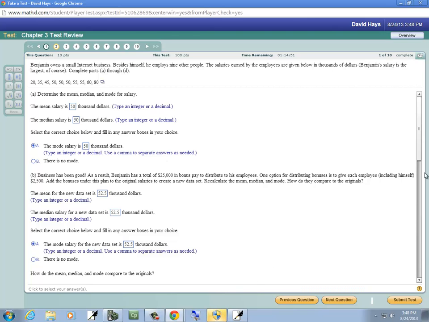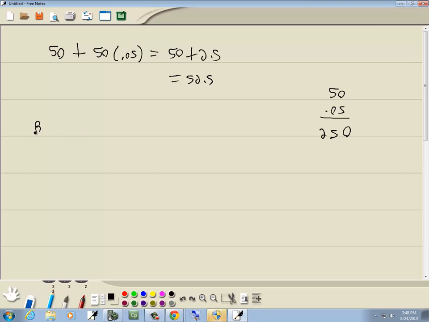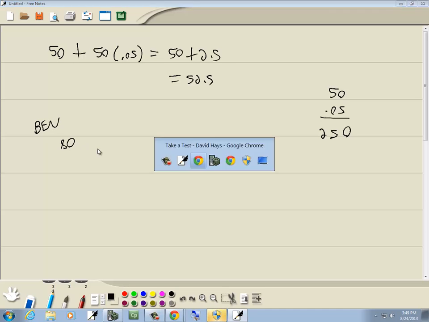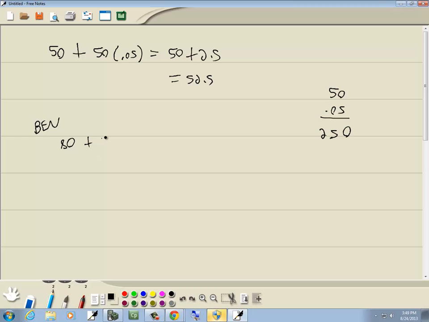Okay, so he's going to keep the 25,000 for himself, which means we'll replace the 80 with 105. Because this is Benjamin's, so I'll say Ben. He originally had 80. Remember, this is in thousands. So he's keeping 25,000 for himself. So in thousands, that would be plus 25. So we want to replace the data entry with 105.